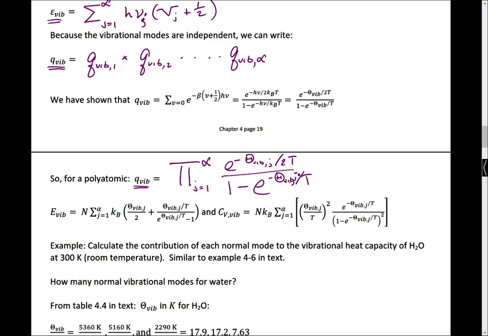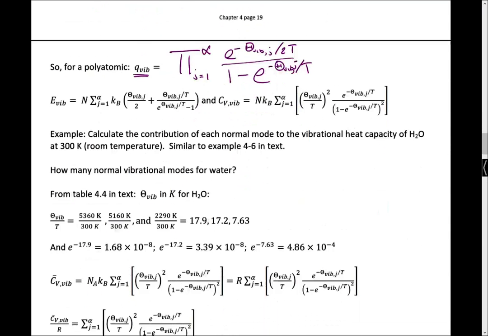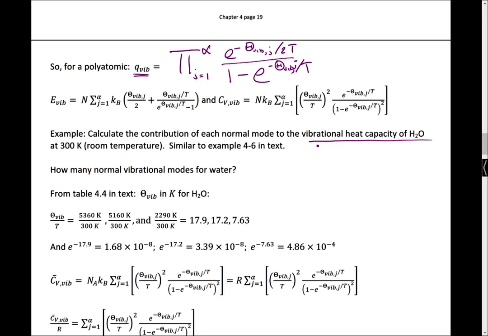All right, let's take a moment to do a quick calculation and see if we can make some sense out of it. So let's talk about the contribution to the vibrational heat capacity for water. And I do want to point out that there's another example that's similar to this in the textbook. The first thing that we need to know is how many terms we're going to need for the heat capacity or for the energy, right?